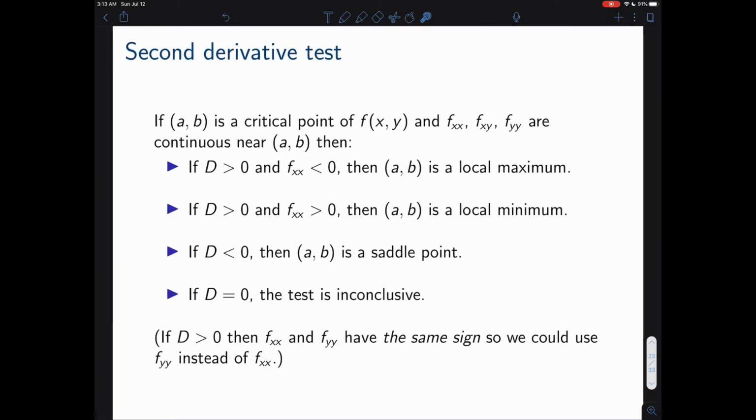One little note here, in two spots here we say look at f_xx, and you might wonder, well, what about f_yy? And the fact is that if the discriminant is positive, then those two entries have the same sign. They're either both plus or both minus. So you could look at either one of them. If f_yy is positive or negative, then that means that f_xx is also positive or negative. It's the same thing. So we stated it with f_xx, but it could have been the other way.